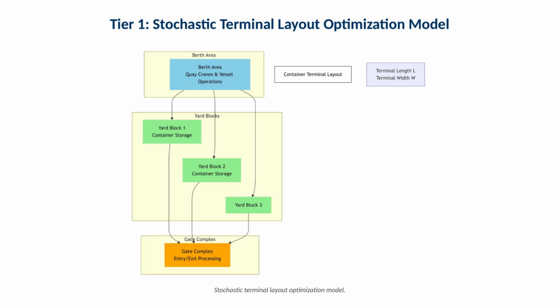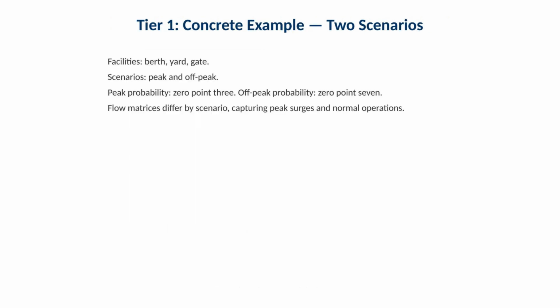This figure summarizes the stochastic layout optimization model. It shows how facility placement decisions connect to flows, costs, and capacity constraints under uncertainty. The visual reinforces that the problem is more than drawing a map. It is about creating a layout that performs well across scenarios rather than being optimal only for a single average day. The example uses a simplified three-facility layout with berth, yard, and gate.